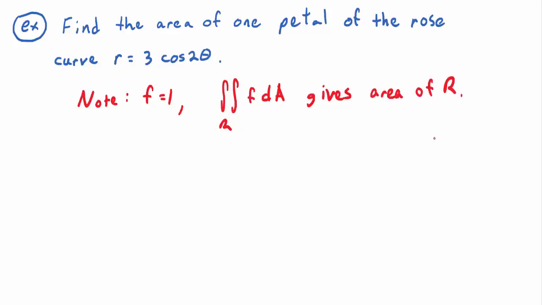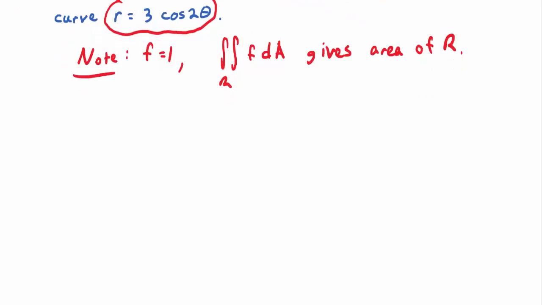And in this question, we're asked to find the area of one petal of the rose curve given by r equals 3 cosine 2 theta. Well, that's a polar function, right? That's a big clue that you're going to integrate in polar coordinates. Okay. So somehow we have to find our limits of integration, and that's what this problem is going to involve mostly. So right now I have to remind you of what this rose curve looks like.